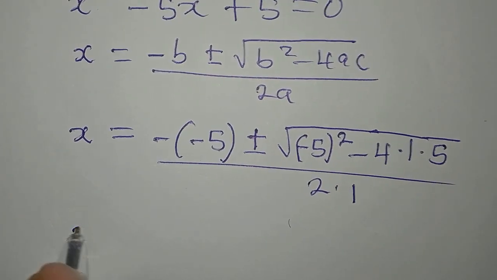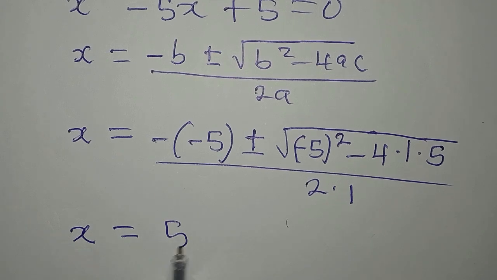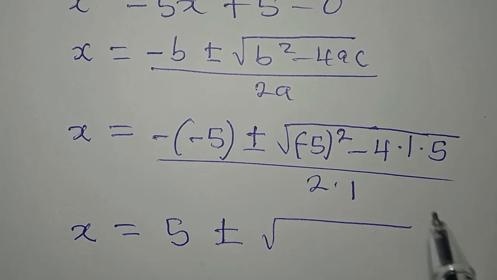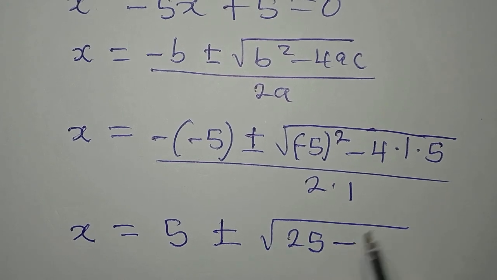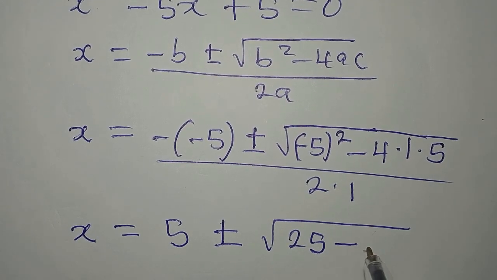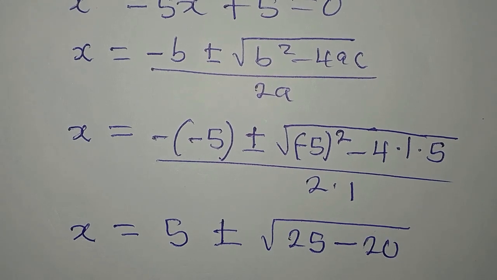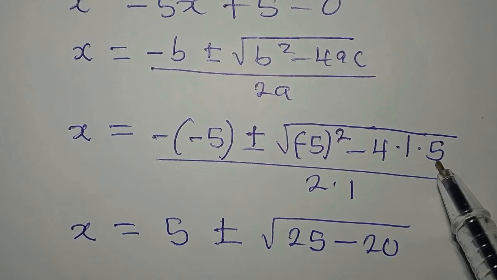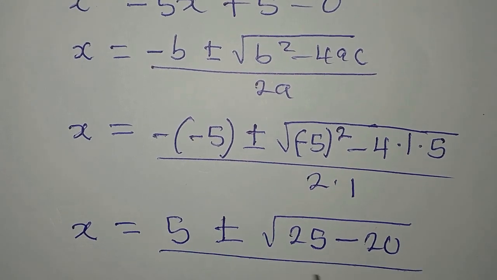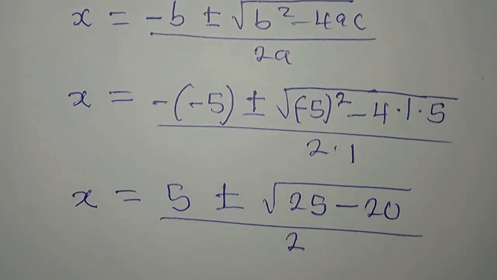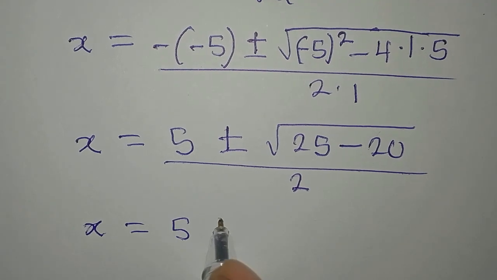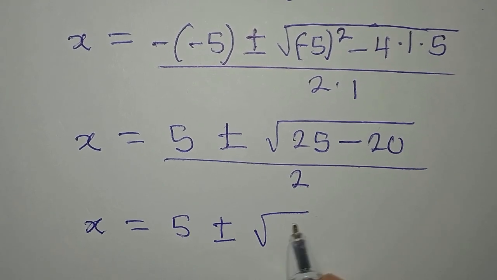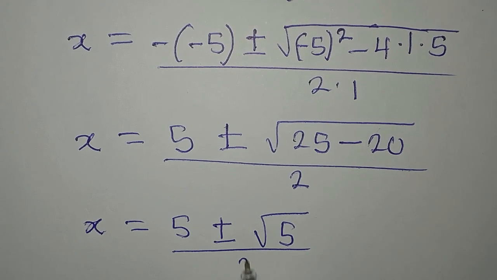So for us to go ahead, x will be equal to 5 because negative negative is positive. Then plus or minus 5 squared will give us 25. Then minus 4 times 1 times 5 will give us 20, and this is over 2 times 1, which is 2. To go ahead with this, our x will be equal to 5 plus or minus square root of 5, then we have this over 2.